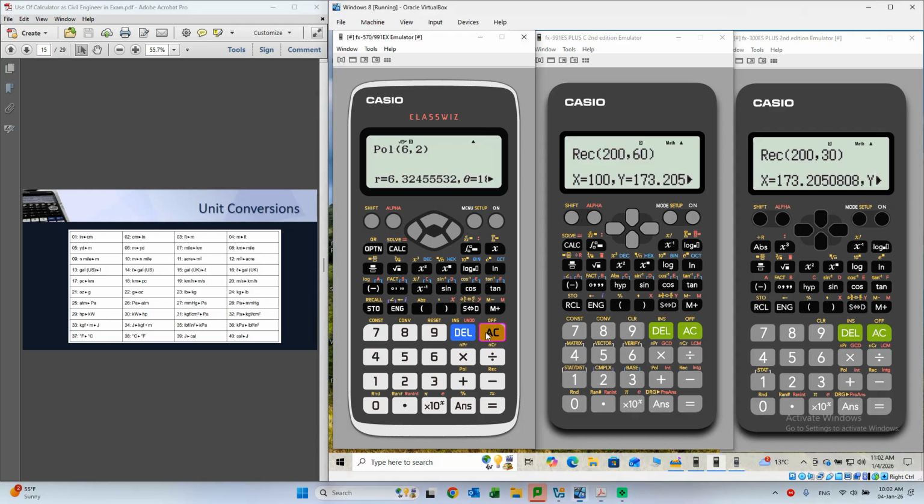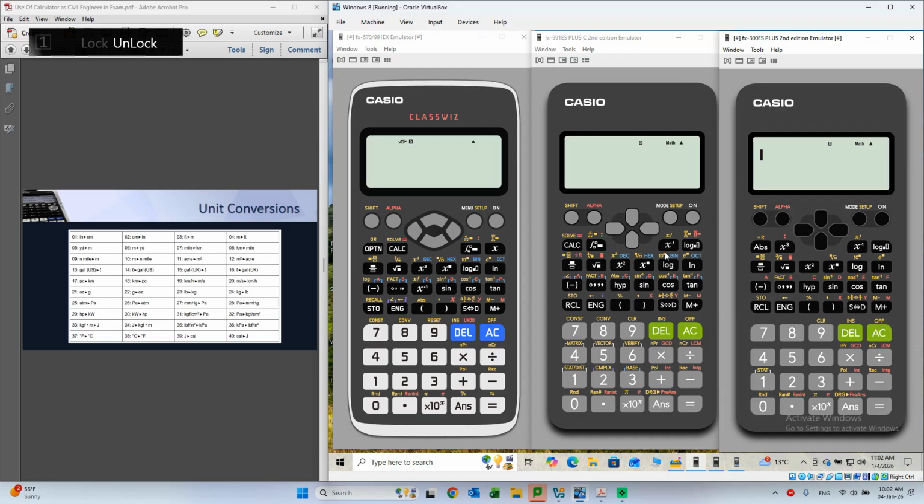Okay, unit conversion. It's something useful. Many students, due to stress in the exam, forget how to convert units in their solution. So if you want to convert units, you can use your calculator. It's at the back of your calculator.